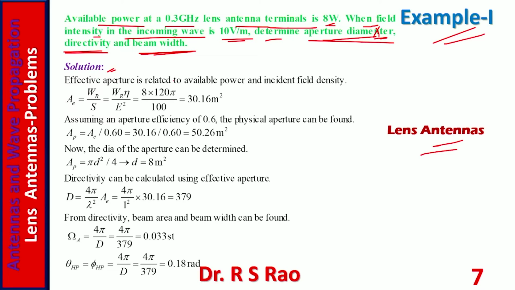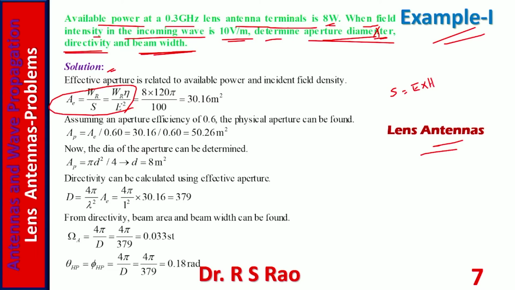Effective aperture is related to available power and incident field intensity. That relation is given by this formula. Here AE is effective aperture, WR is available power, S is power density, which is equal to E square by eta. Notice power density is power per unit cross-sectional area. It is given by the pointing vector. Usually S is used to denote the pointing vector E cross H.